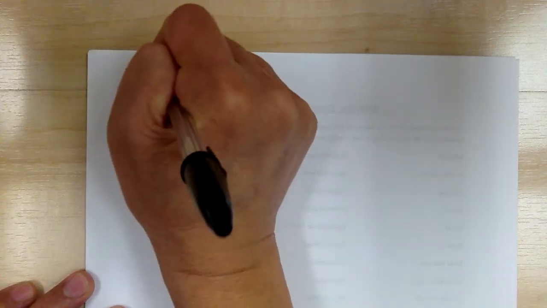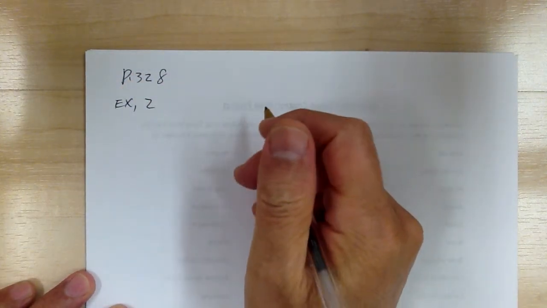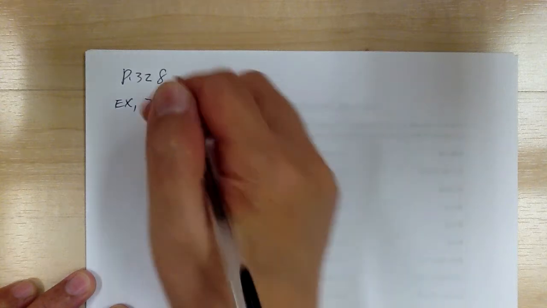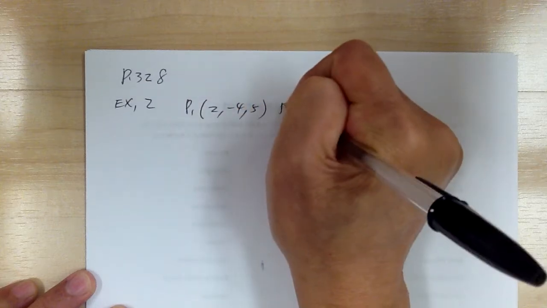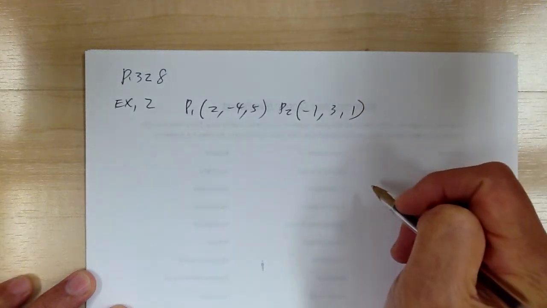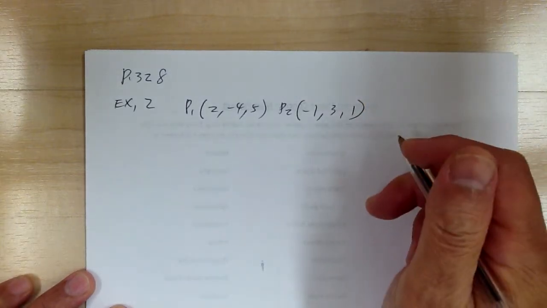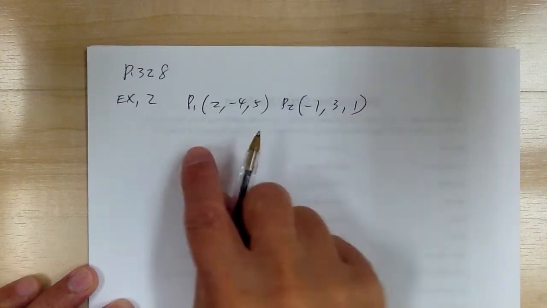Okay. Now let's go to example 2, on page 328. Each example is like one additional step that you have to do. So over here you're looking for a line passing through those 2 points. P1 is (2, negative 4, 5), and P2 is (negative 1, 3, 1). And you're looking for the symmetric equation. To do that, you need to find the direction vector first.